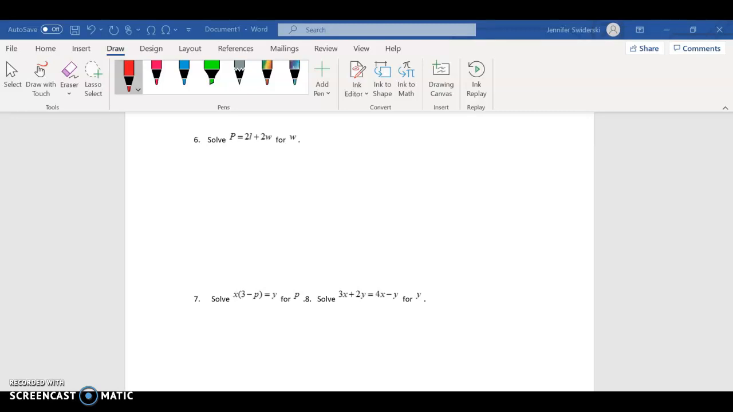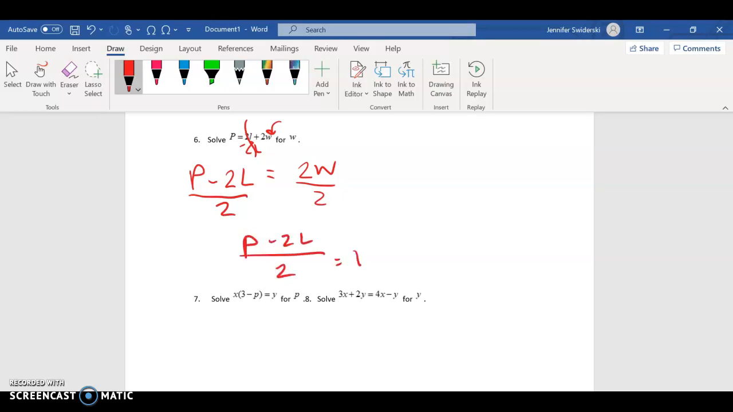It says solve for w. So it says p equals 2l minus 2w. I want to get this w by itself, so I'm going to move everything on the right-hand side of the equation over to the left, working from the outside in like we talked about in class. So I'm going to subtract 2l on both sides. I'm left with p minus 2l equal to 2w. Now divide both sides by 2, and I'm left with p minus 2l over 2 equals w.